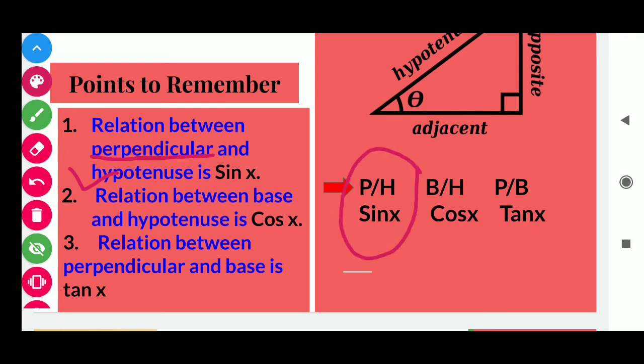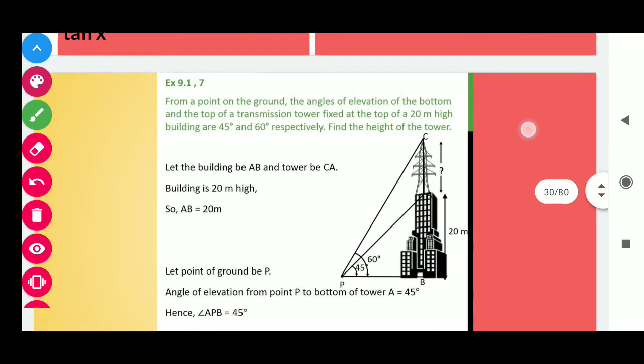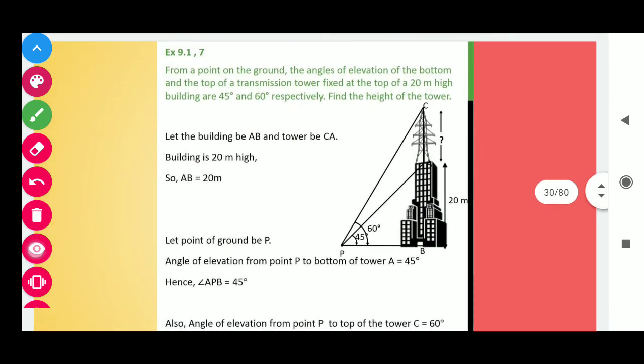Similarly, if base is given and we have to find hypotenuse, or hypotenuse is given and we have to find the base, then we use the relation of cos x. Similarly students, here we have the tan x function, that is p over b. Now students, by using these concepts we will start today's question number 7.